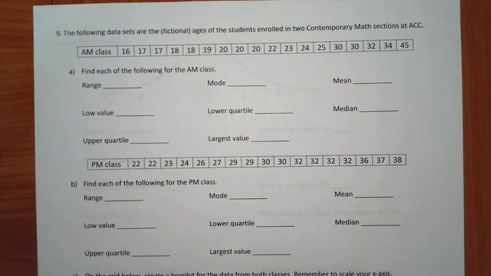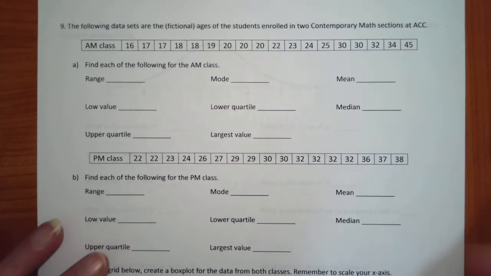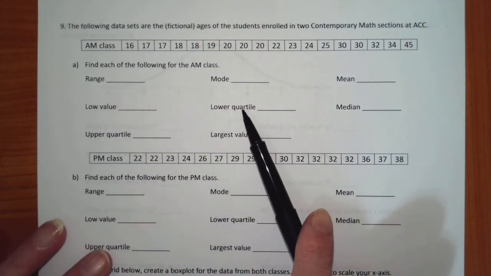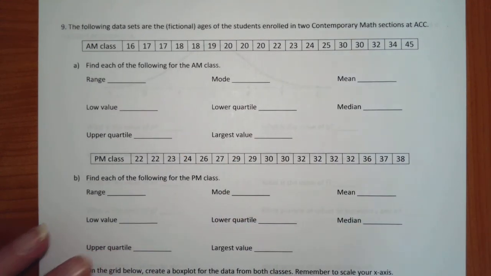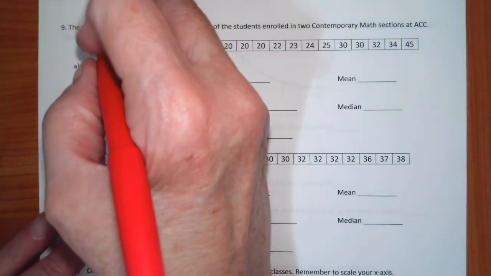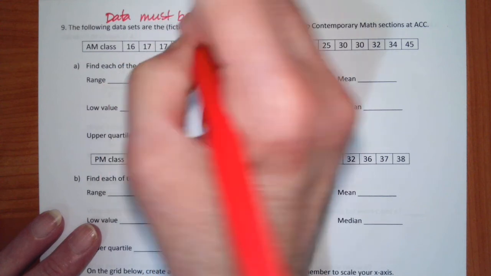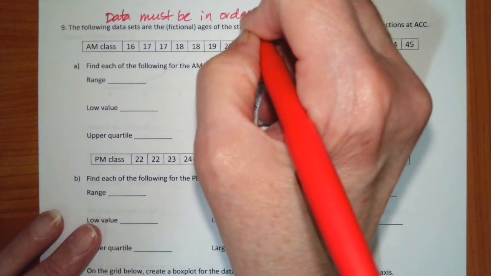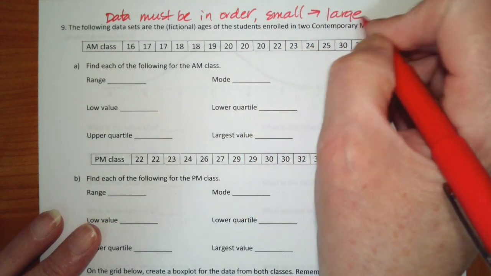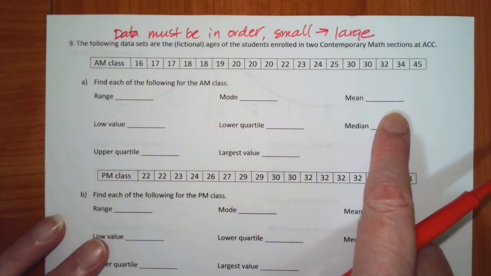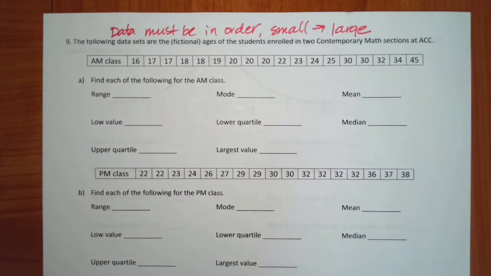Now the one thing that I will tell you is that to save time, I put these in order for you. But in order to find the lower quartile, the median, the upper quartile, and the largest value, they have to be in order. So I would put a note up here that the data must be in order, small to large, in order to find these values. If they're not in order, you can still find the mean, the range and the mode. All of this, other than the mean, they really need to be in order for you to find.